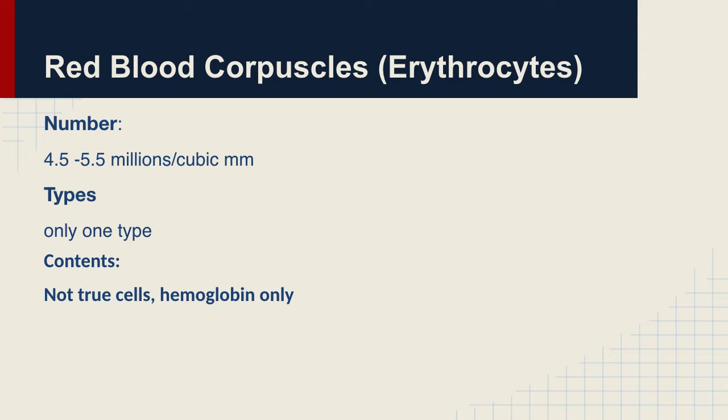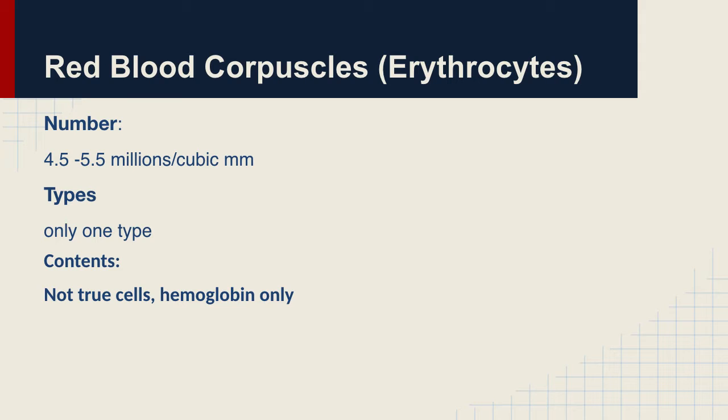The first column of the table is the RBCs or the red blood cells. They are the most numerous elements. The number of RBCs ranges from 4.5 to 5.5 million per cubic millimeter. RBCs are only one type. There are no different types of red blood cells. They are not true cells, as we mentioned before. They contain hemoglobin only. They do not contain organelles nor nuclei.